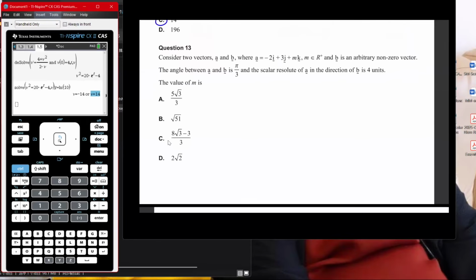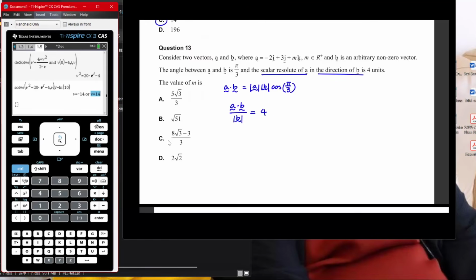Consider two vectors A and B. A is minus 2i plus 3j plus mk. M is positive, and B is an arbitrary non-zero vector. The angle between them is pi on 3. So I can write A dot B equals magnitude A, magnitude B times cosine pi on 3. And the scalar resolute of A in the direction of B is 4. So I say A dot B divided by magnitude B equals, for example, 4.